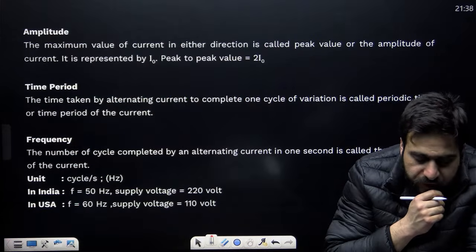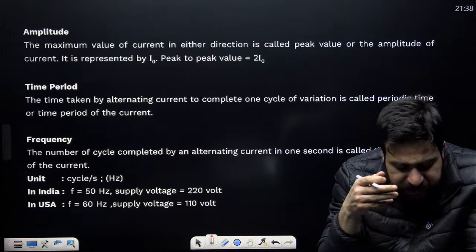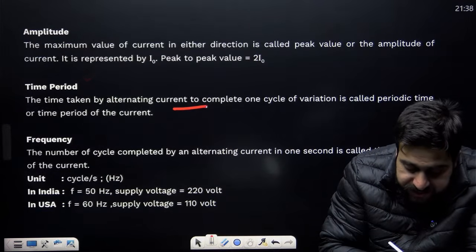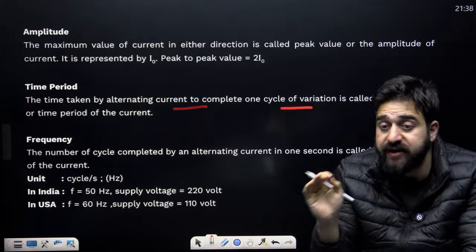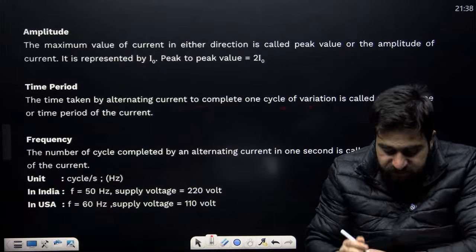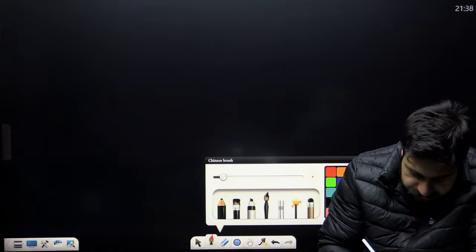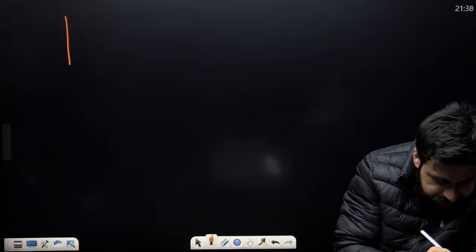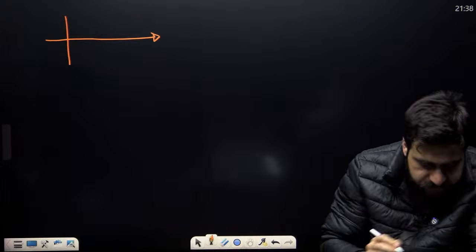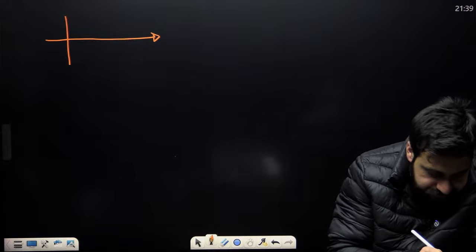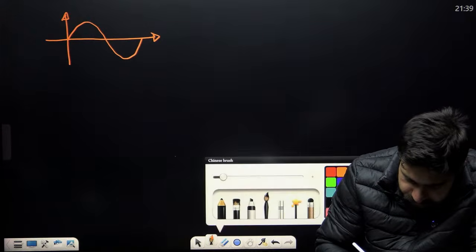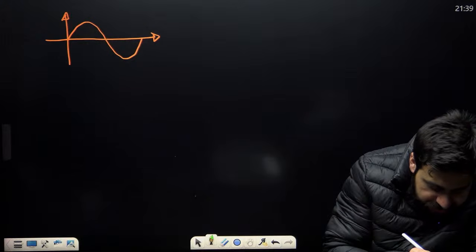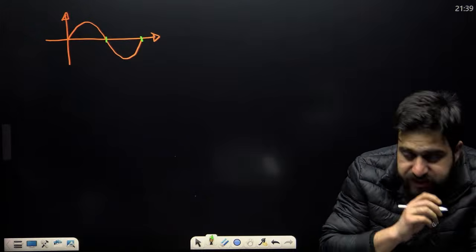Time period. Time period means the time taken by the alternating current to complete one cycle of variation. To complete one cycle, see, I'll show you one cycle. Listen carefully. So, till here it is half the cycle. Till here it is one cycle.